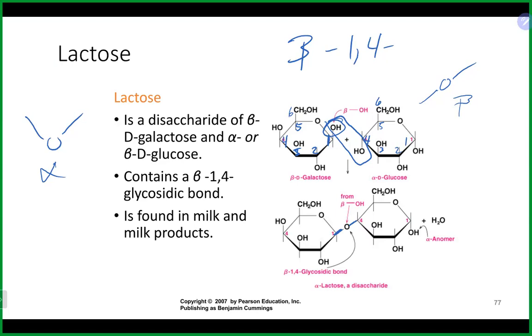So once again, water goes out. We leave one oxygen as the connection point between the two. And just like the previous one, if I wanted to break that back down, I'm going to just throw the water back in and it will break it apart at the same spot there. So that's a beta 1,4 glycosidic bond, which is the bond that we find in lactose.